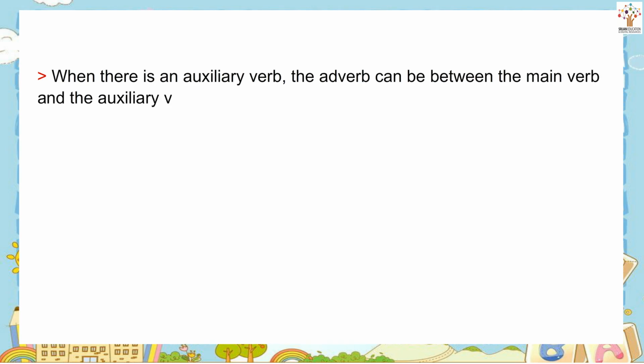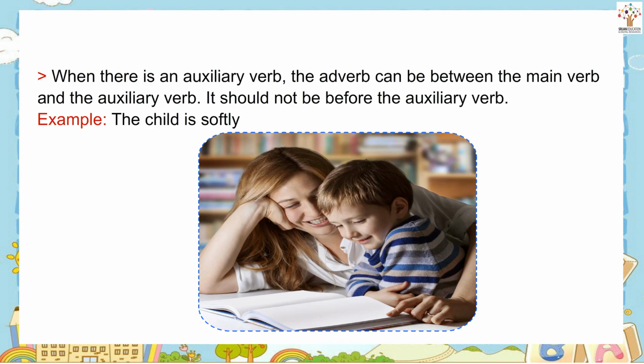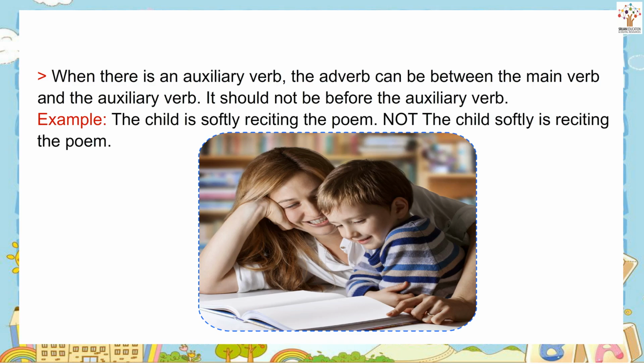When there is an auxiliary verb, the adverb can be between the main verb and the auxiliary verb. It should not be before the auxiliary verb. Example: The child is softly reciting the poem. Not: The child softly is reciting the poem.